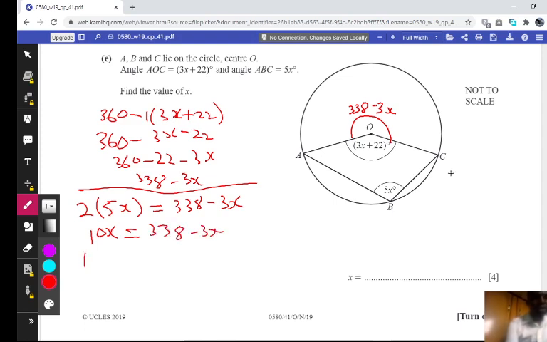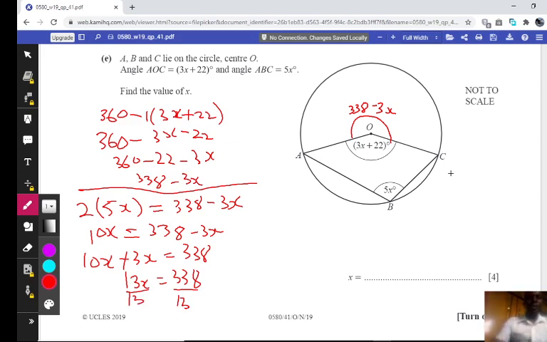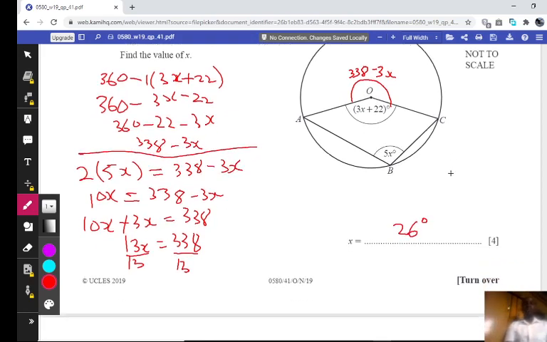Then collect like terms. 10x plus 3x is equal to 338. It will be 13x is equal to 338. Then what do you do? You divide by 13 on both sides. It will be x is equal to 26. So x will be equal to 26 degrees. So these are 4 marks for free.